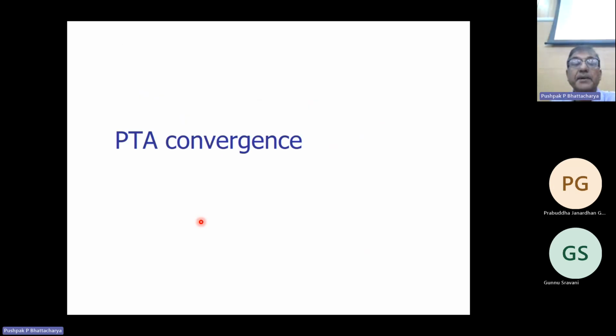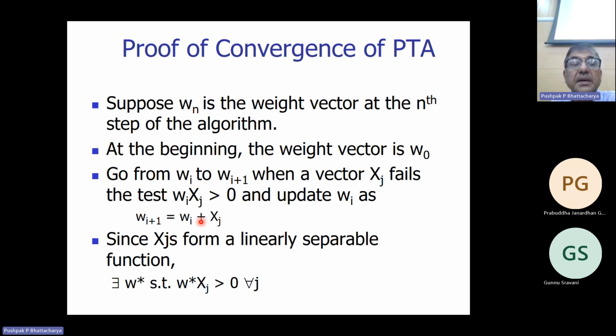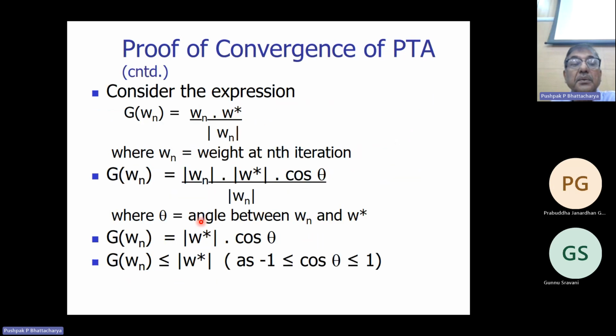So perceptron training algorithm's convergence we have seen. I just want to re-emphasize the specific points. In the proof, the most important step is the first step, thinking of G(wn), which is wn dot w star by mod of wn, which doesn't seem to be extremely out of the way. It is a measure of distance between the current hyperplane and the required hyperplane, which does the job of separating the positive points from the negative points.